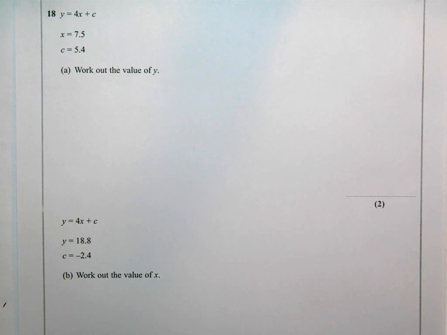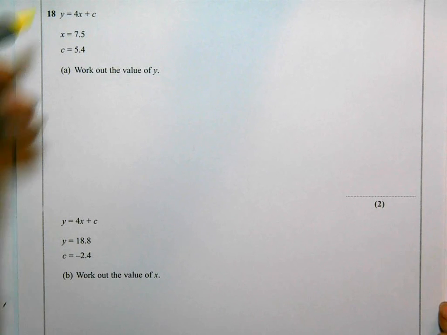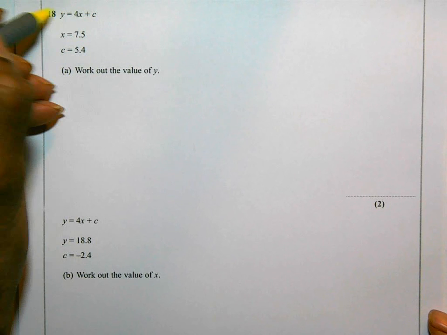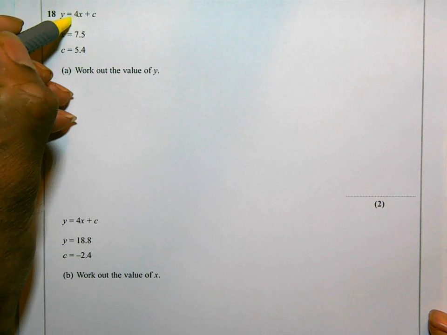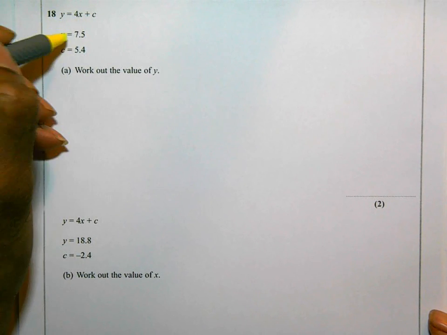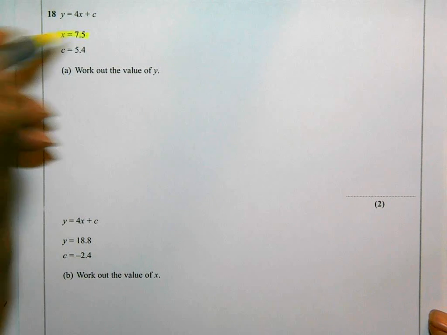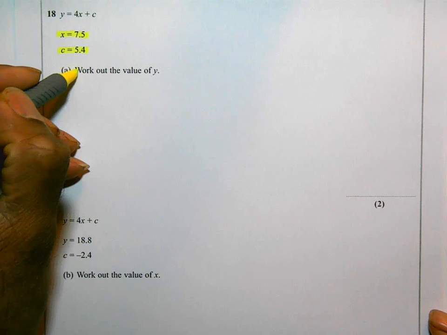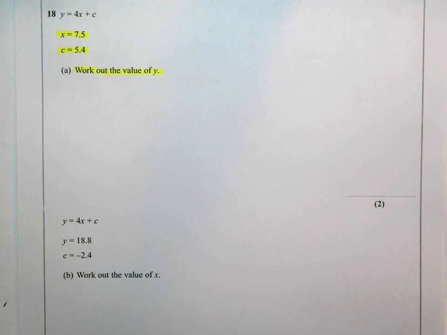This is question 18 on the foundation calculator paper. I'm reading the question first. It says y is equal to 4x plus c. That means 4 times whatever x is, plus c. They've said that the value of x is 7.5, the value of c is 5.4, and the question is work out the value of y.